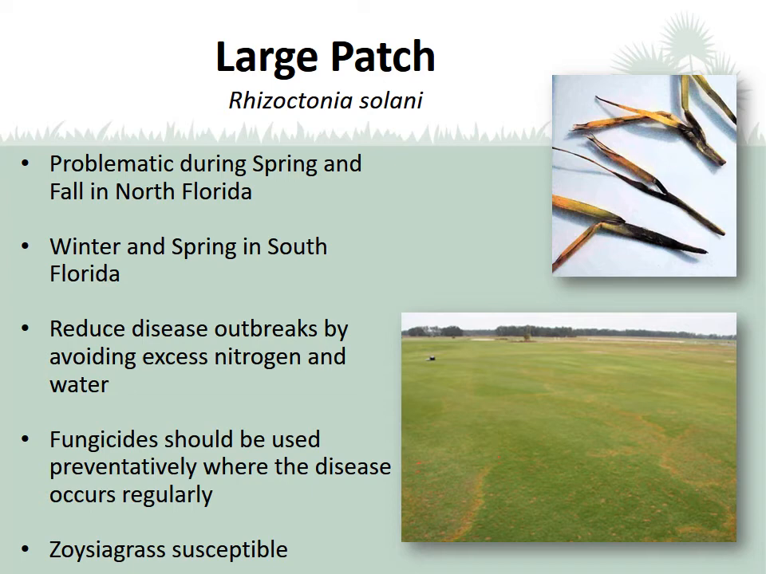You can reduce the disease outbreaks and the chance of having an outbreak by being very careful with how much nitrogen fertilizer you add and being very careful on the irrigation. Too much water is going to really enhance this disease problem. Zoysia grass can be very susceptible to this, but because we have so little zoysia being grown in Hernando County, we very, very rarely see it.